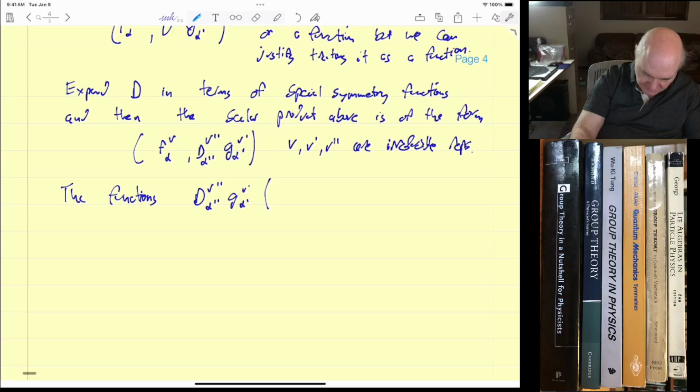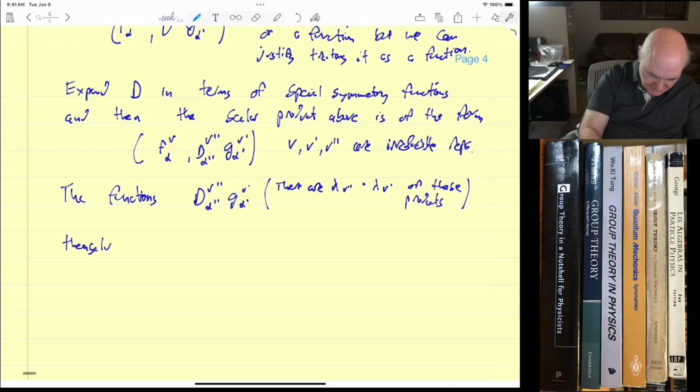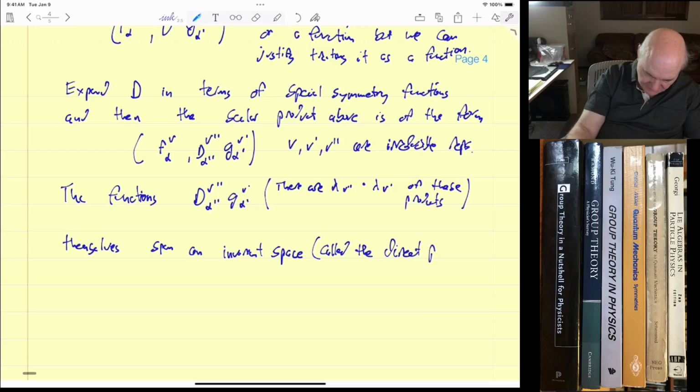And there are a total number, lambda nu double prime times lambda nu prime, of these products, which themselves span an invariant space called the direct product space. See addendum A, which covers this, and in a later video I'll cover it more formally.